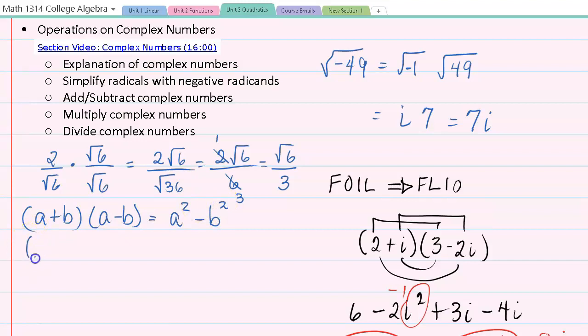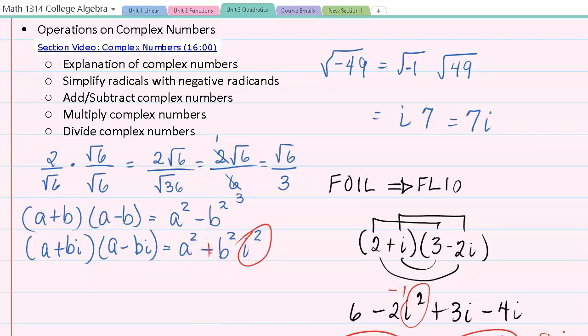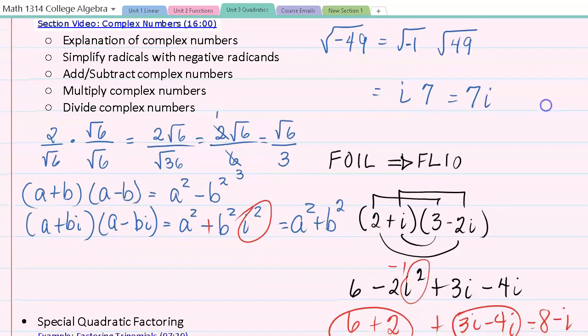The complex conjugates are in the form of a plus bi and a minus bi, and when we multiply them, we get a squared minus b squared i squared. Simplifying the i squared, we see that we get a squared plus b squared, since the minus sign and the negative 1 from the i squared will be combined to become positive. So we find that multiplying complex conjugates, we will get a real number and we have no more imaginary parts.